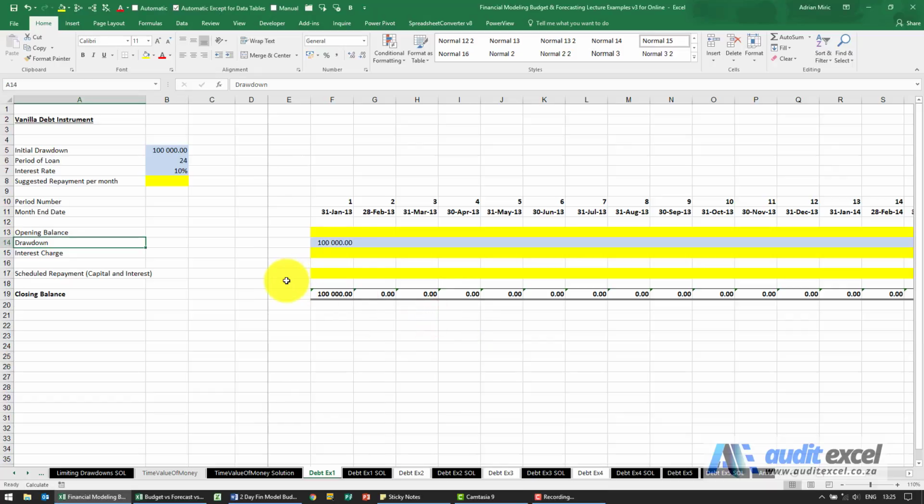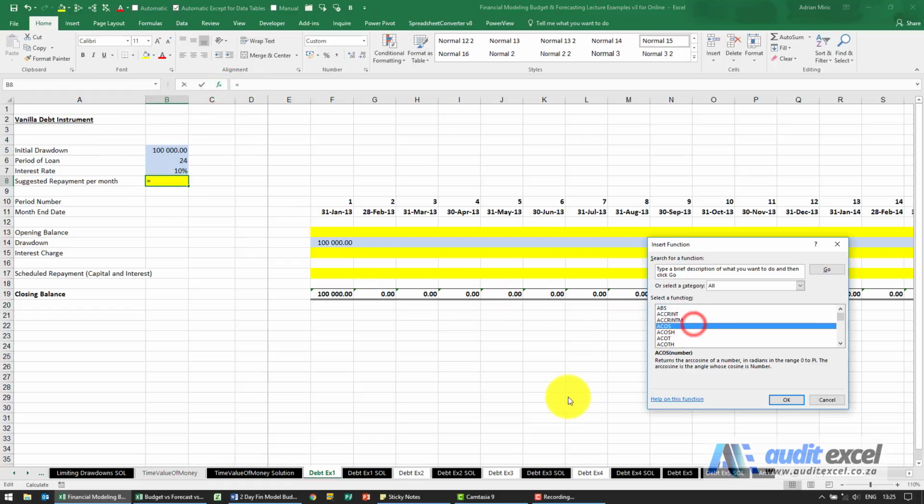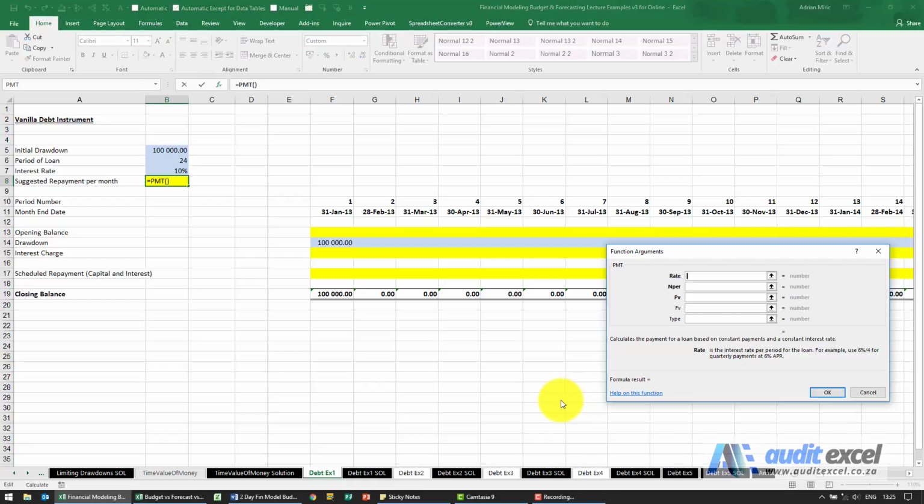The solution for this example, first thing we need to work out is what is the repayment per month required. So for that we're going to use the PMT function. What's the rate? So that one over there. Don't forget to divide by 12.